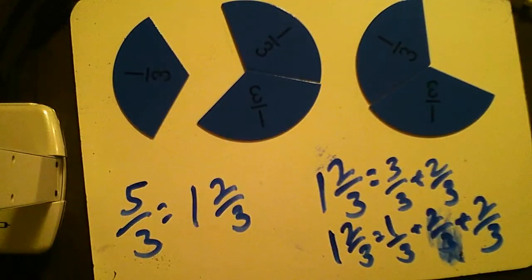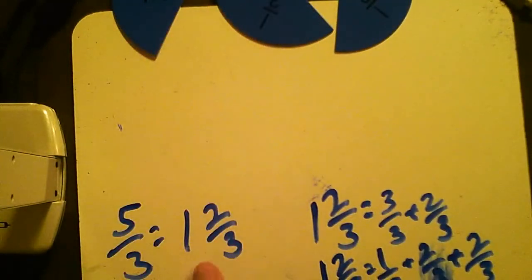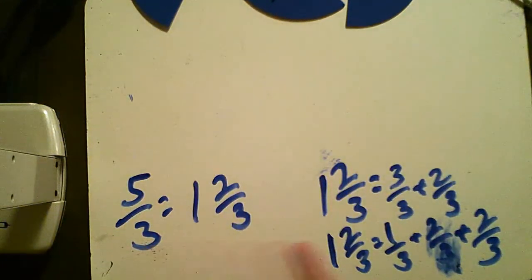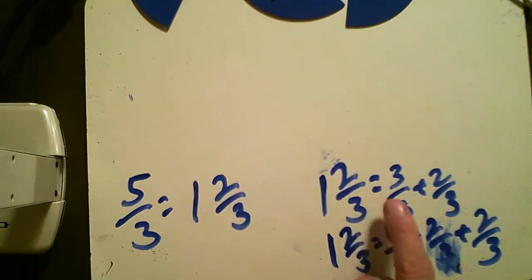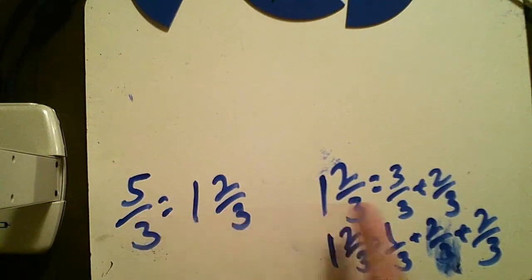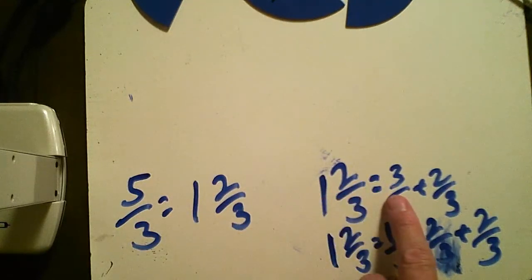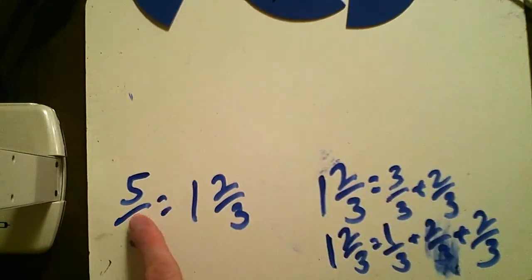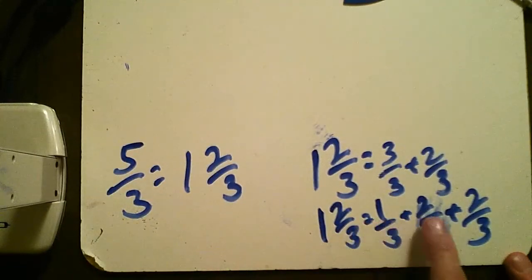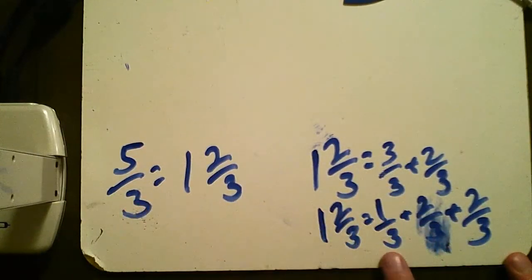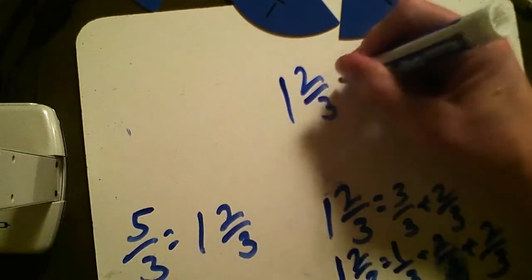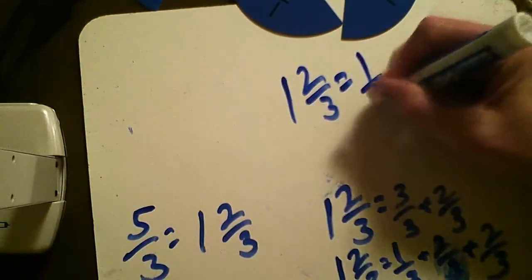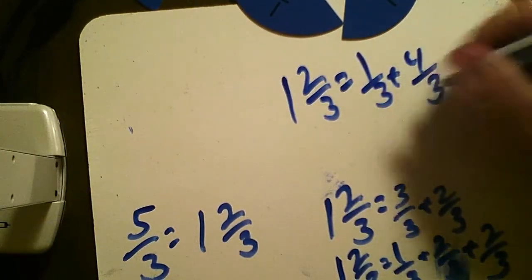All right, and again, remember, we could even just not use these, because look, remember that 1 and 2/3 is the same as 5/3, so we could just remember what numbers add up to 5. Well, 1 and 2/3 equals 3/3 plus 2/3. 3 and 2 is 5. 1 plus 2 plus 2, that's 5. So 1/3 plus 2/3 plus 2/3 equals that. I also know 1 plus 4 equals 5, so we could say 1 and 2/3 equals 1/3 plus 4/3, right?